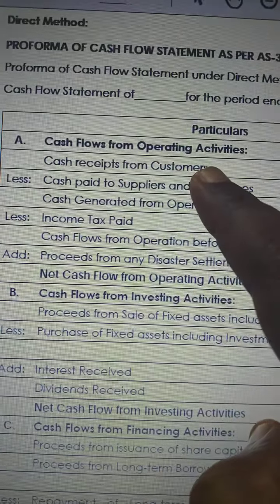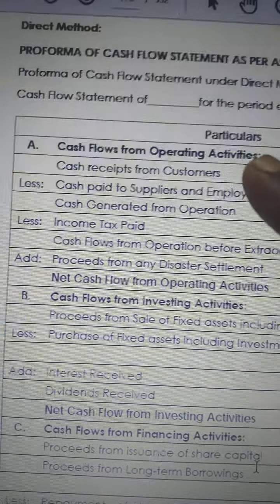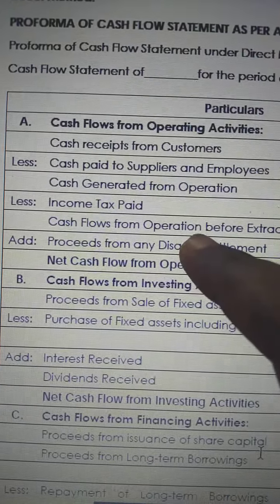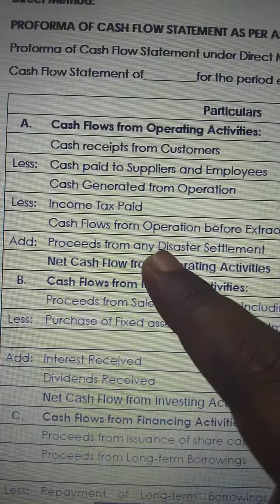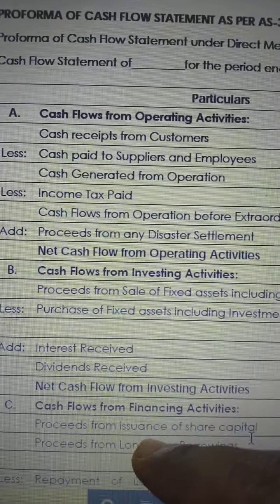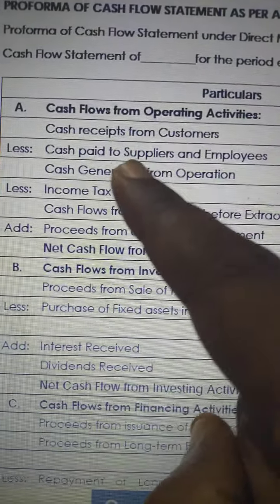Why are we preparing this one? Anything that happened in cash, anything involved in cash directly, should be presented here. That is a statement, called the cash flow statement. It is categorized under three categories: one is operating, another is investing, another is financing. Okay?